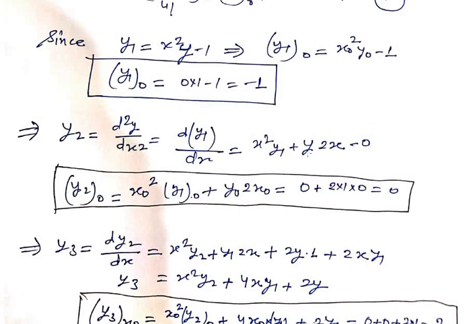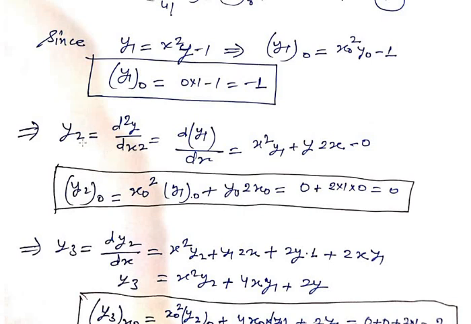I think you are not confused about y1. y1 means dy by dx. And again see, when I am differentiating x square y, x square y means first term into differentiation of second term. So differentiation of y will be what? dy by dx. So that's why I have written it here as y1.